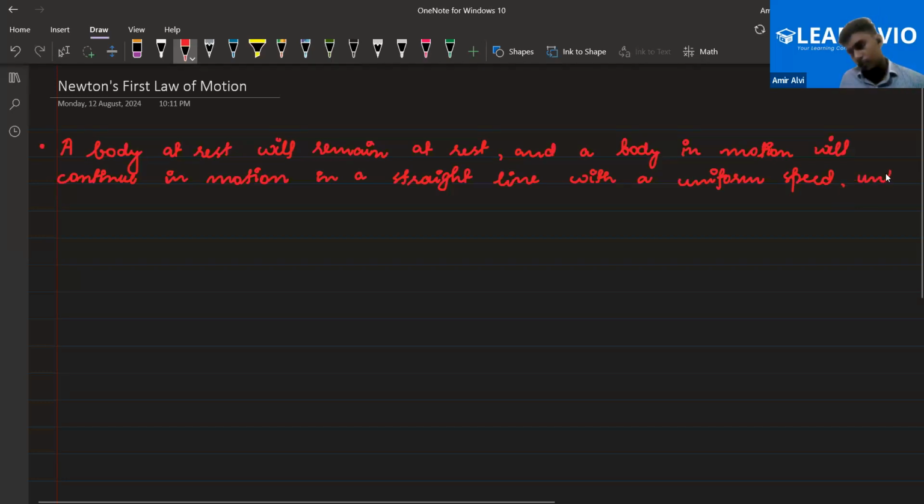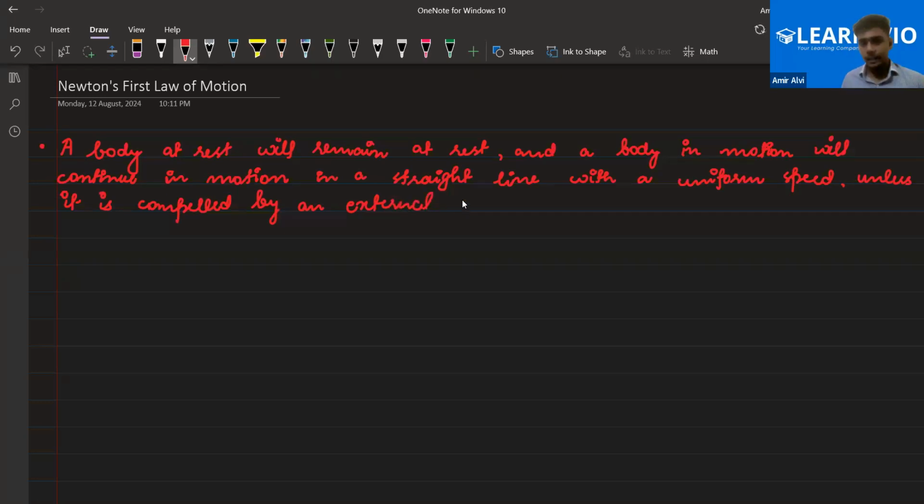Unless it is compelled, unless it is acted on by some external force, to change its state of rest or of uniform motion.